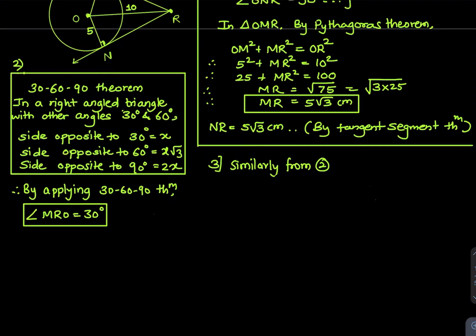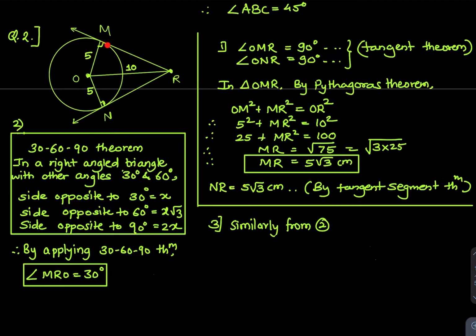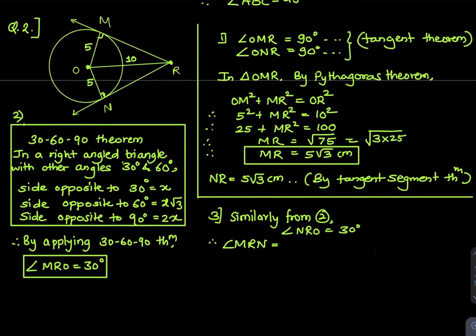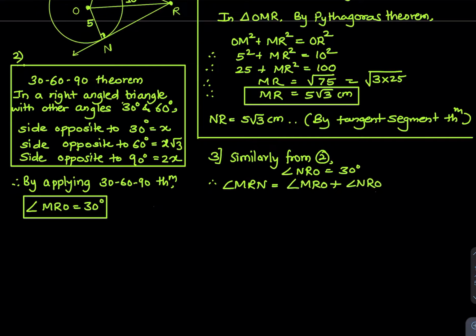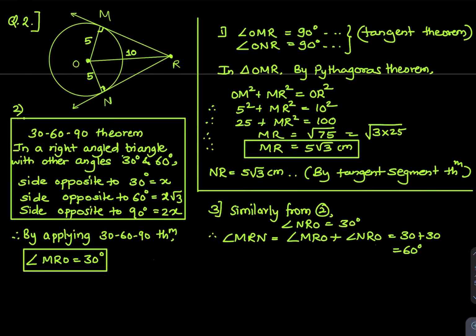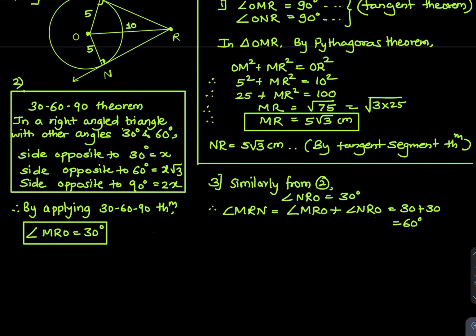Similarly, for the third question we are asked to find the measure of angle MRN. Similarly, by using this 30-60-90 theorem, we will get angle NRO is also 30 degrees, because here also this side is 5, this side is 10, so half of 10 is 5 and this is the side opposite to the 30 degree angle. So MRN is the total of MRO and NRO, which gives you 30 plus 30, 60 degrees. So the measure of angle MRN will be 60 degrees.